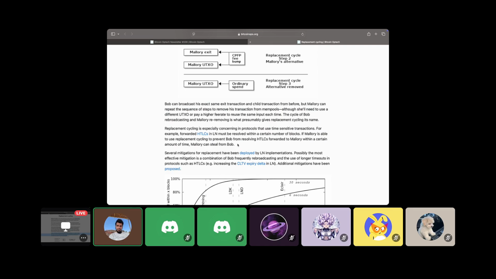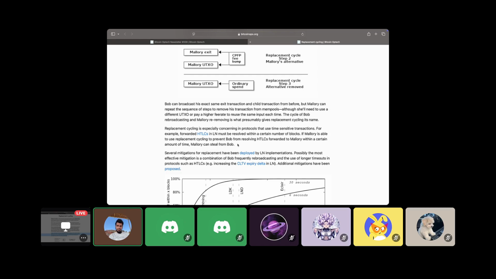And if Mallory can prevent Bob from unilaterally exiting the channel within that time span by performing the replacement cycling attack again and again and again, then Bob will lose all of his channel balance, and Mallory will be able to successfully deprive Bob of his share of the channel balance. So that's broadly what the replacement cycle is.